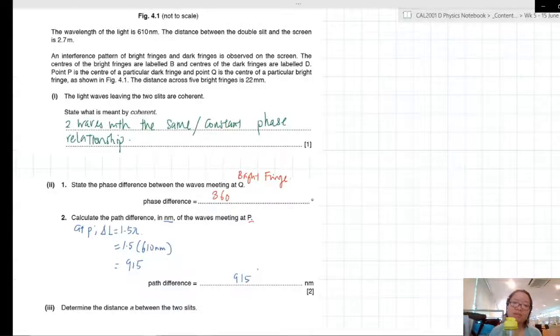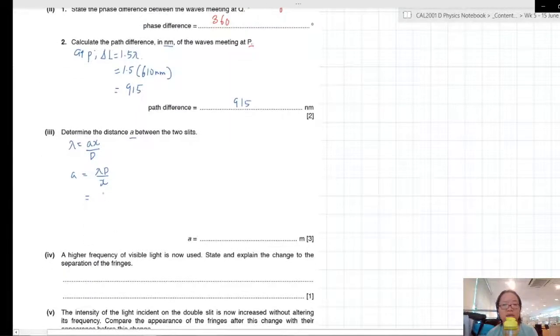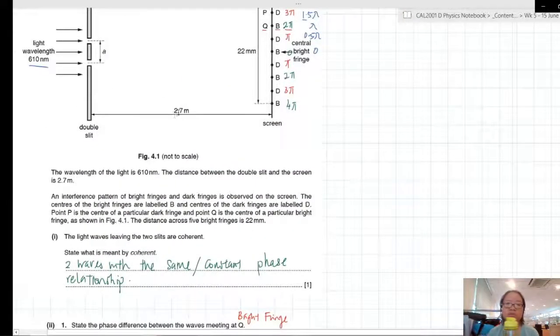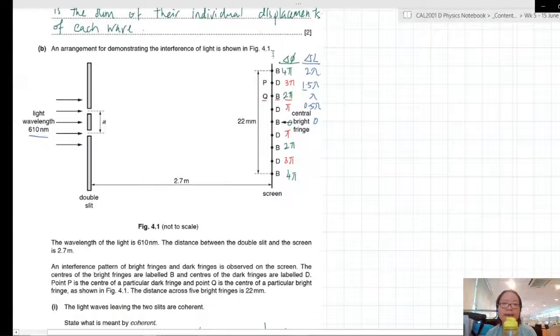And part 3, you're asked to determine the distance between the two slits, which is a. So for this one, we need to use the interference equation. Lambda is ax over D, or a is lambda D over x, because I prefer to rearrange before substitution. This is the wavelength. The screen is 2.7 meters away. So let's plug that in.